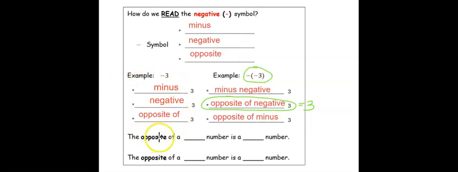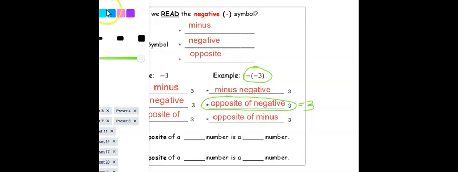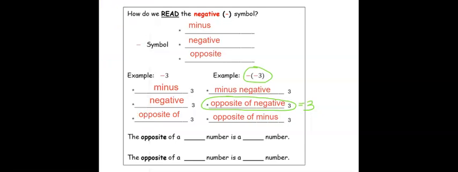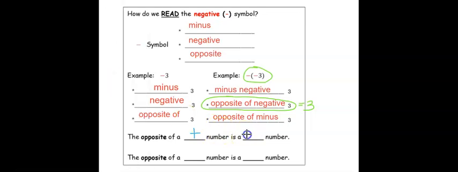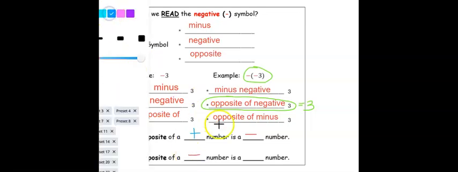One thing to note is that anytime you're dealing in the positive negative world, there are patterns to it. And it makes sense when we read those negative symbols. The opposite of any positive number is always going to be a negative number. And the opposite of any negative number is always going to be a positive number.